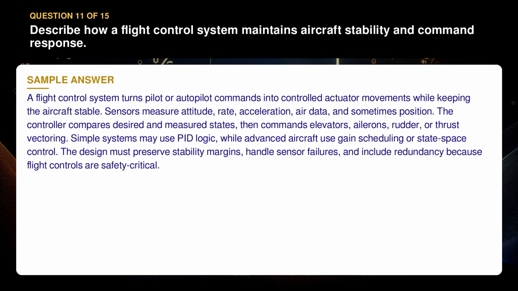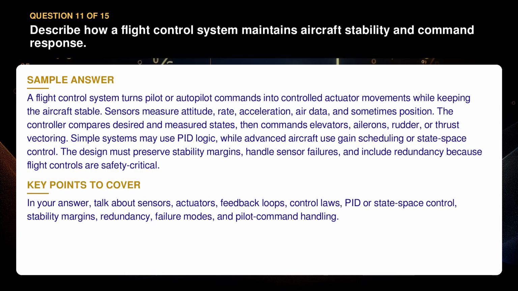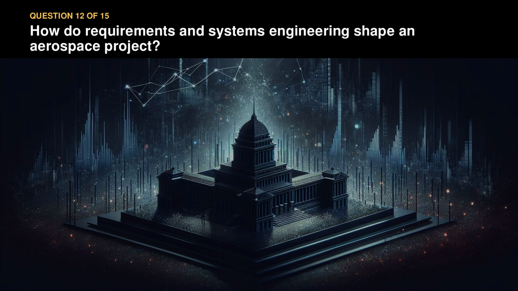The design must preserve stability margins, handle sensor failures, and include redundancy, because flight controls are safety critical. In your answer, talk about sensors, actuators, feedback loops, control laws, PID or state space control, stability margins, redundancy, failure modes, and pilot command handling. Question 12. How do requirements in systems engineering shape an aerospace project?